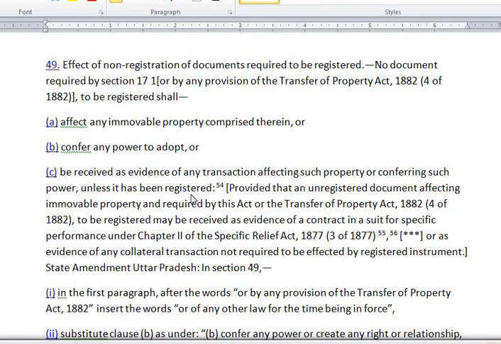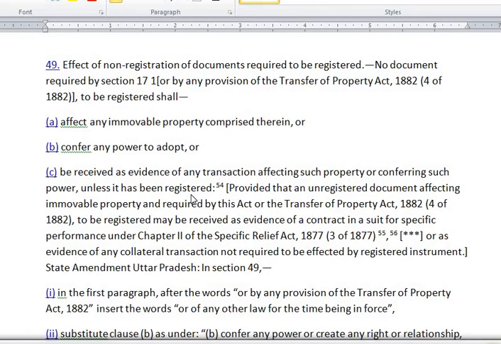and since that transaction was required to be registered but you did not register it, now if tomorrow you want to prove that transaction and for that you want to prove that document, that document is unregistered and therefore that document will not be allowed to be proved in evidence.